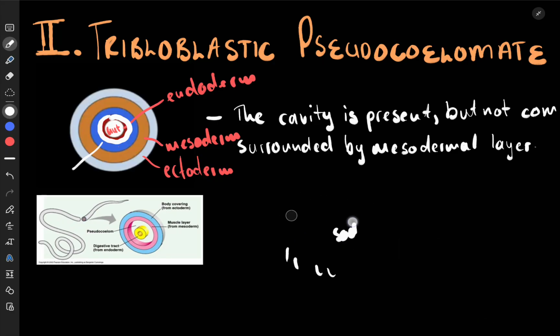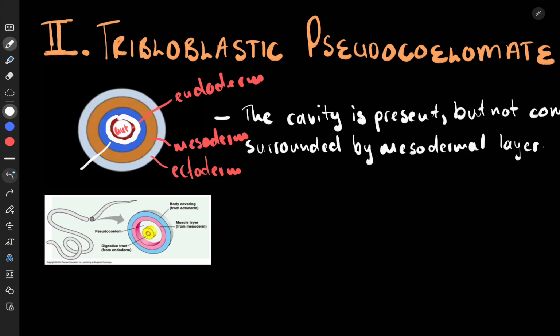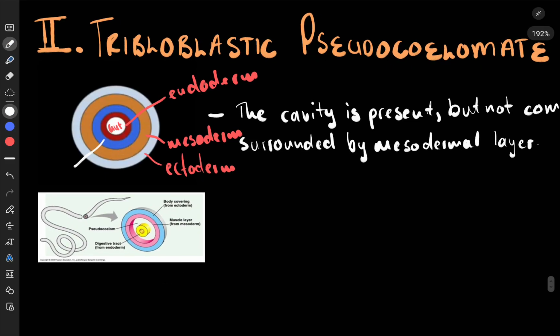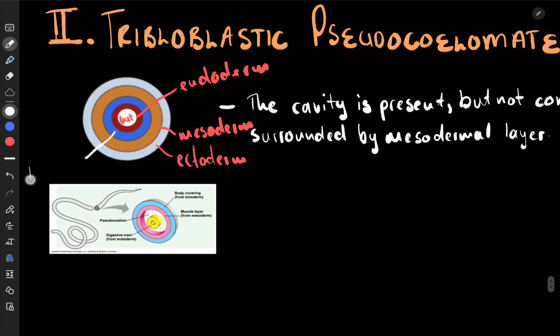But look at this one. Yes, the coelom is there. But if you see it, the mesoderm is only on the outside. So that makes it not really a coelom, but a pseudocoelom, it looks like. So we call this a pseudocoelom.